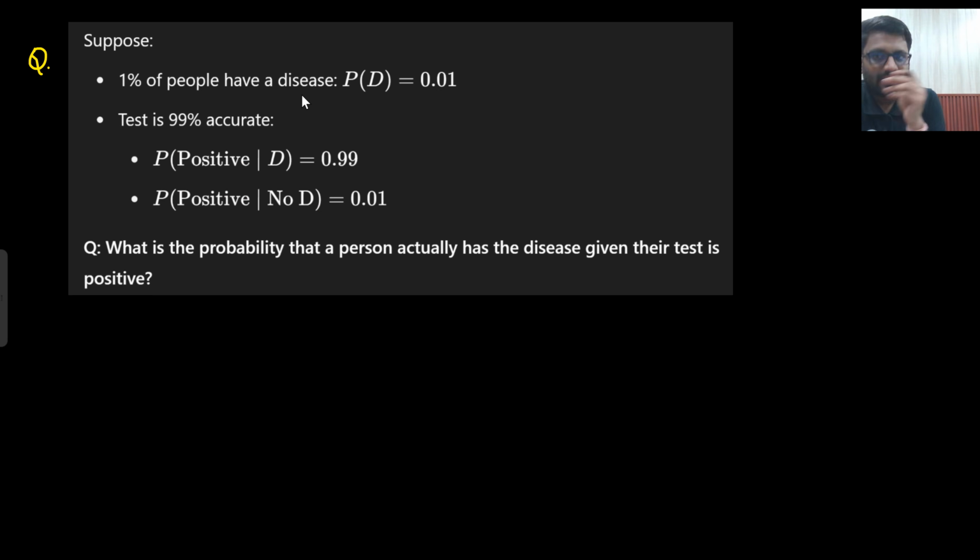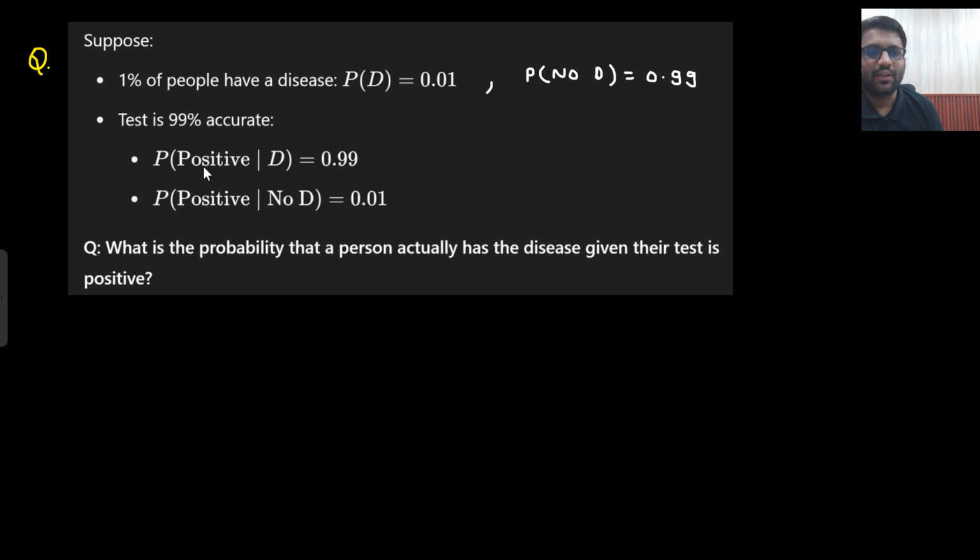So these conditions are given that 1% of the people are having a disease. A particular disease is there, only 1% of the people are having it. That means 99% of the people are not having this disease. So 0.01 here, 0.99. Now the test is 99% accurate.